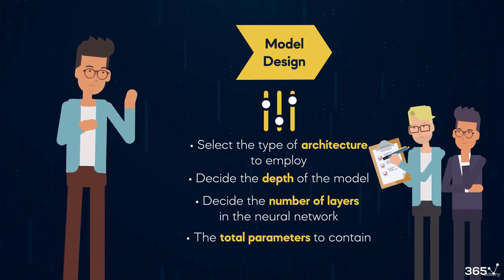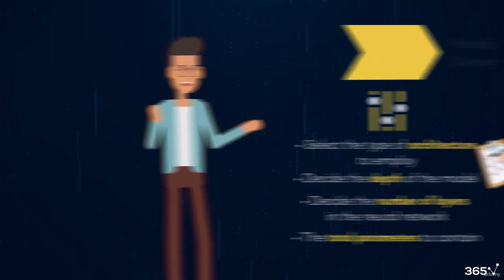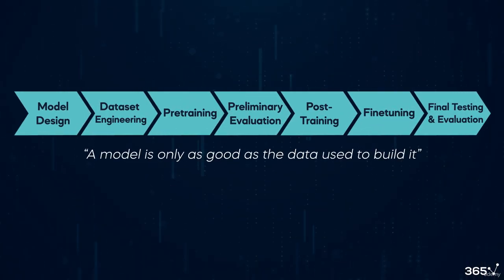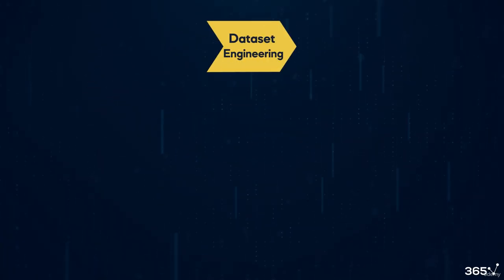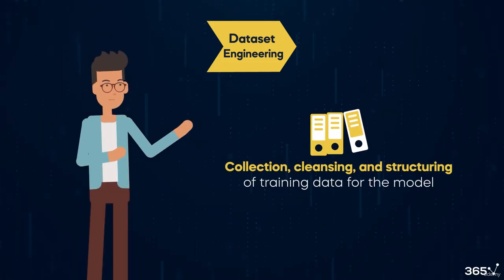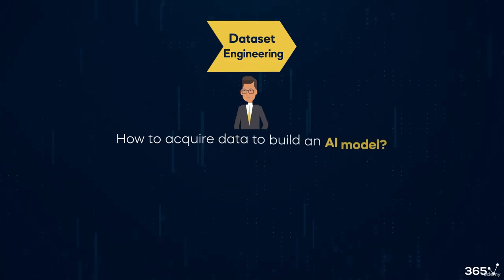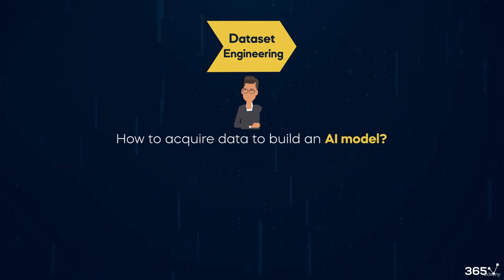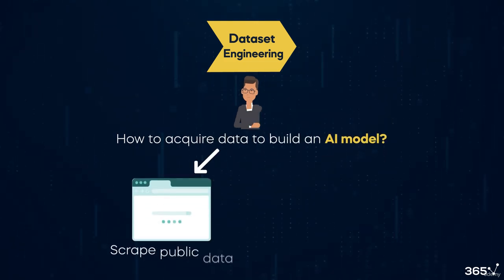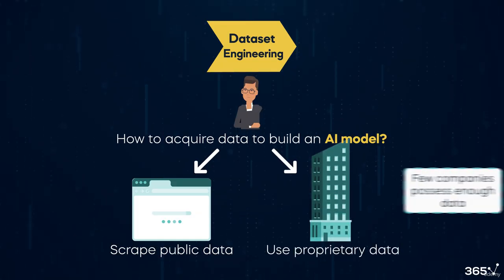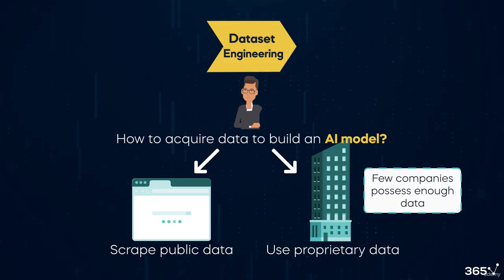cannot do. There's a popular saying among data practitioners that a model is only as good as the data used to build it. Undoubtedly, the dataset engineering phase is crucial, involving the collection, cleansing, and structuring of training data for the model. There are two main ways to acquire data to build an AI model: scrape publicly available data from the internet, or use proprietary data. But few companies possess enough data to build an LLM with proprietary data only.